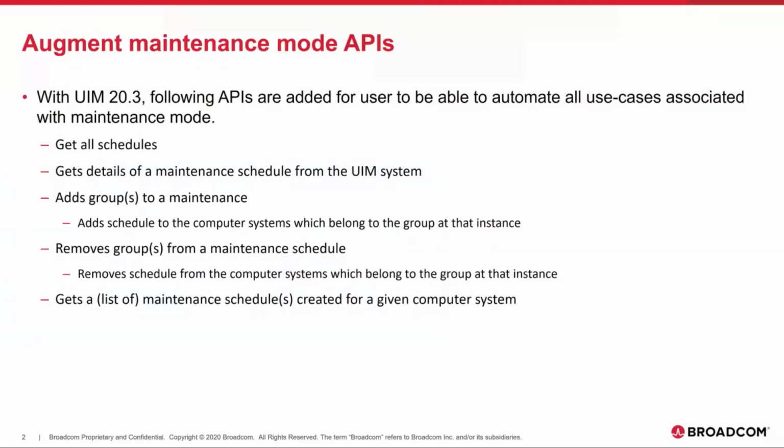Okay, they are: get all schedules, get details of a maintenance schedule from the UIM system, add a group to the maintenance schedule and remove a group from a maintenance schedule, and get the list of maintenance schedules for a given computer system. Now, when it comes to adding a group to a maintenance schedule, it is a static addition of all the devices which belong to the group to the maintenance schedule.